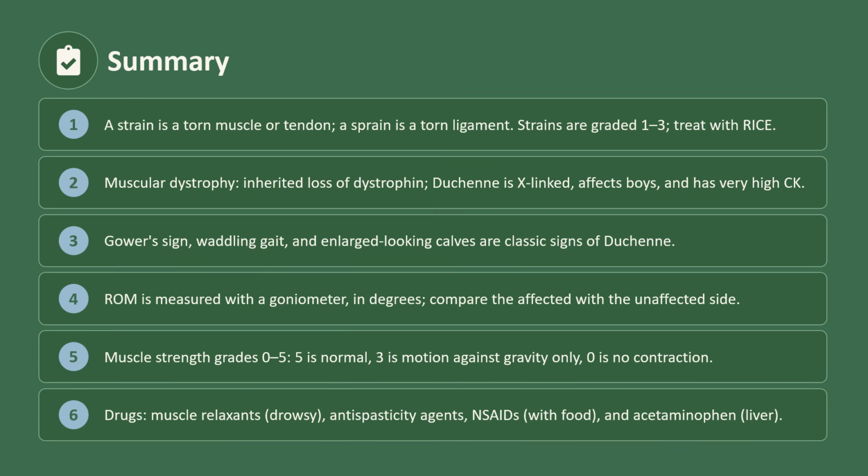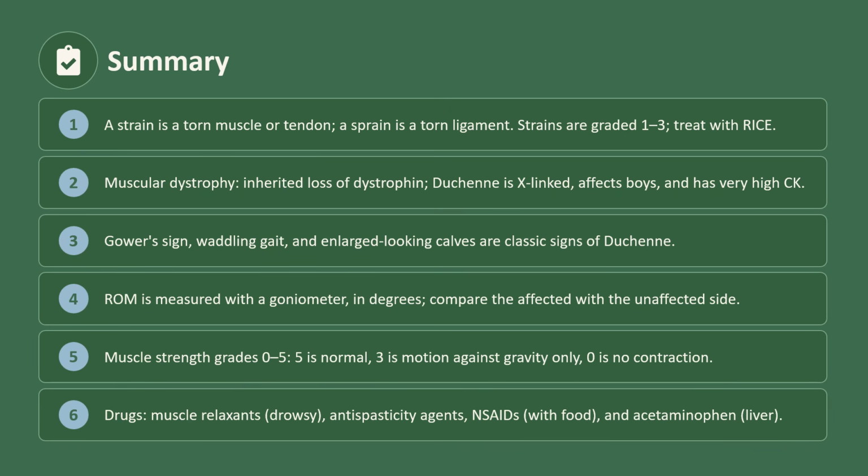4. Range of motion is measured with a goniometer in degrees, and you always compare the affected side with the unaffected side. 5. Muscle strength is graded 0 to 5. 5 is normal. 3 is full motion against gravity only. 0 is no contraction. And 6, the drug classes.